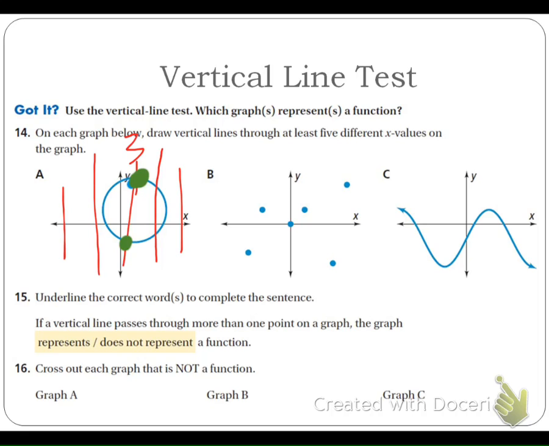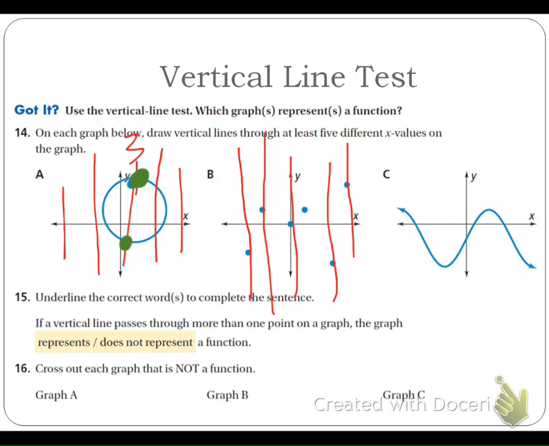Let's look at B. I draw 1, 2, 3, 4, 5. It doesn't matter where, just space them out. No matter which vertical line I draw, they're only hitting the graph, which in this case is scattered points, in one spot. So B would be considered a function.